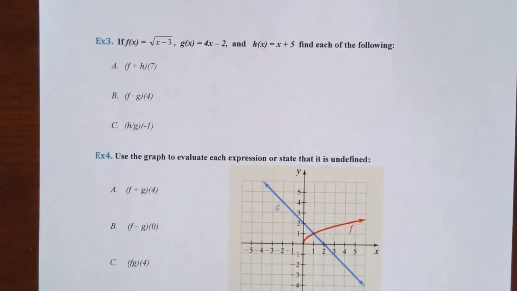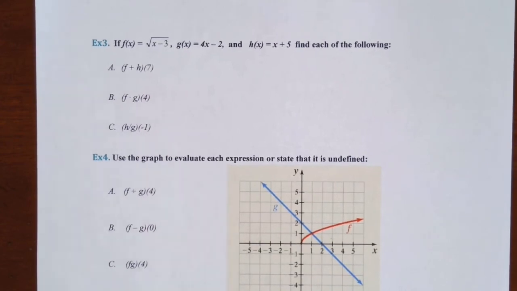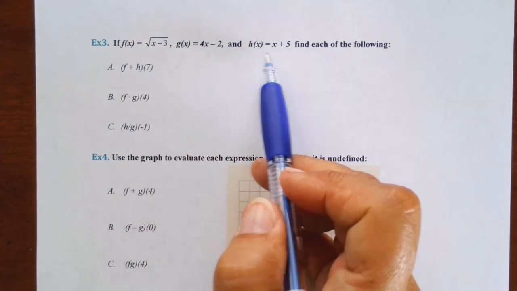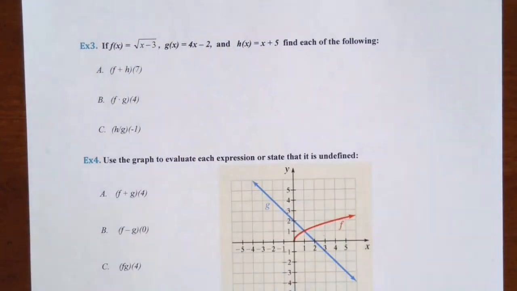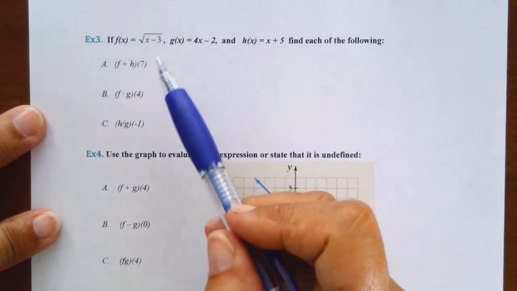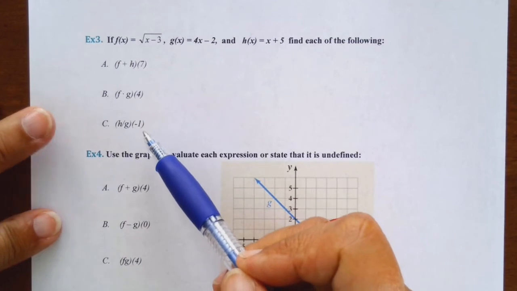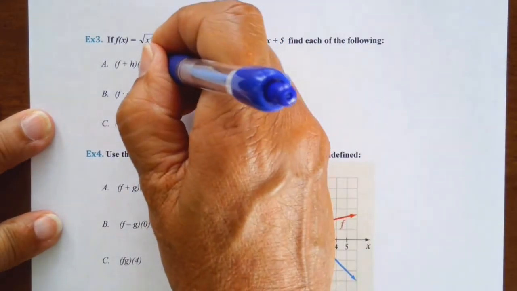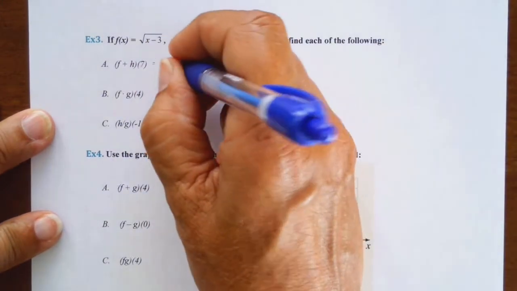All right, example 3. Got 3 new functions, f, g, and h. Again, square root function for f, polynomials for g and h. Now we're just going to plug in some numbers and evaluate. So no more domains here because now I have a number here instead of x, so I can actually work that out. All right, so remember when you're adding functions, you can break them up.